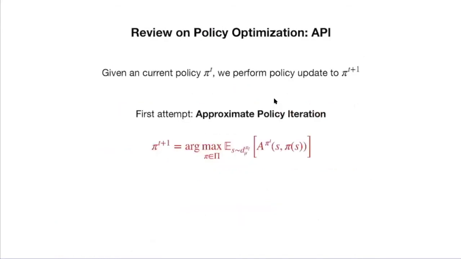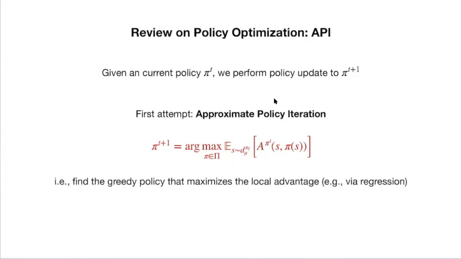Great. The first attempt that we did is this algorithm, approximate policy iteration. This is a very greedy approach in the sense that I'm trying to find a policy pi that maximizes the local advantage against my current policy, averaged over the current policy's distribution, where the advantage is defined with respect to the current policy pi t. In other words, we find a greedy policy that maximizes the local advantage. Remember that we talked about how to maximize this using a reduction to supervised learning.